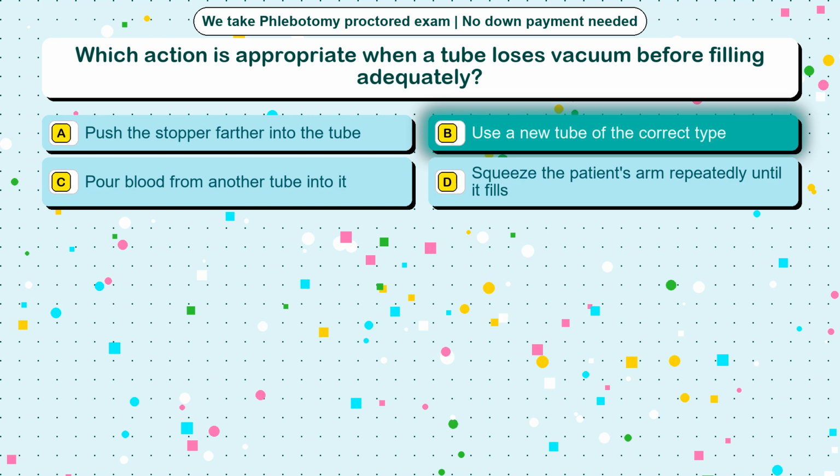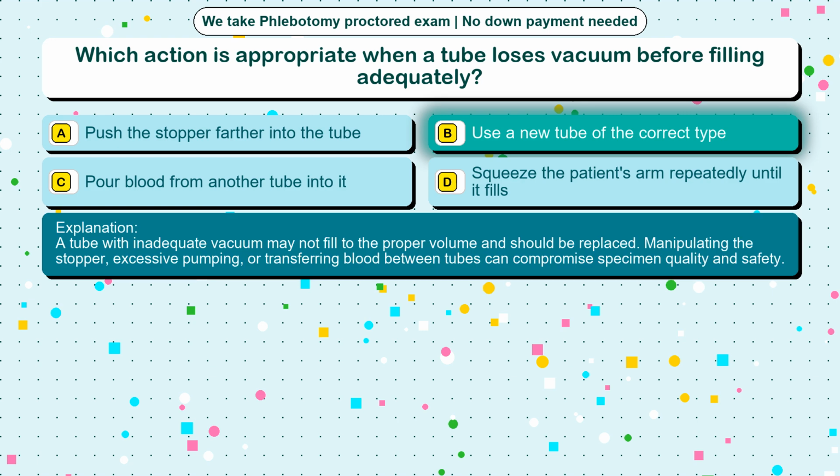The correct answer is option B. Use a new tube of the correct type. A tube with inadequate vacuum may not fill to the proper volume and should be replaced. Manipulating the stopper, excessive pumping, or transferring blood between tubes can compromise specimen quality and safety.